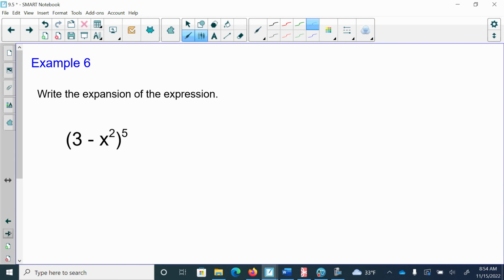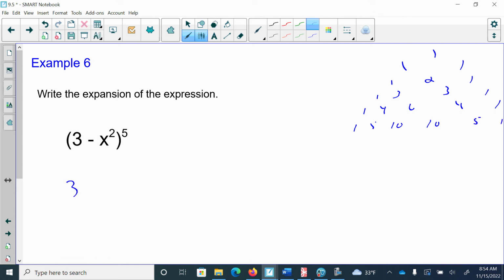So write the expansion of the expression. This one has a power within a power, which shouldn't bother you. You're still going to do it the same way. You just have to make sure that when you write your box, you include that exponent. So I am going to find my coefficients. Here is me writing my coefficients.